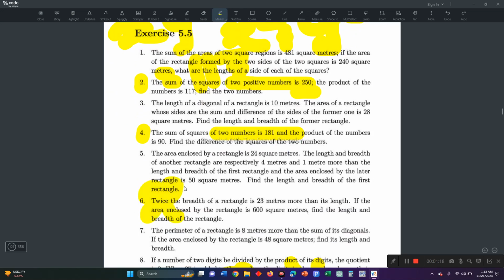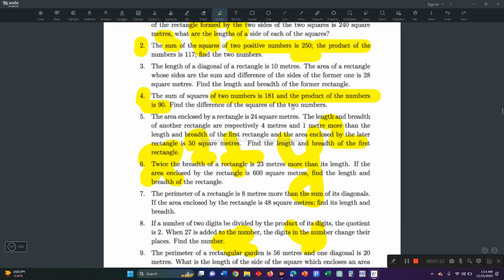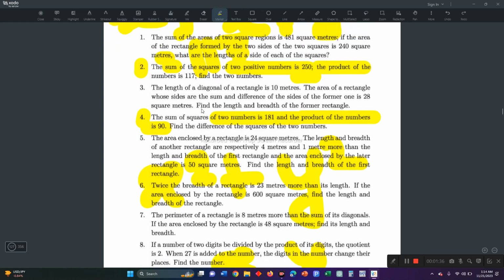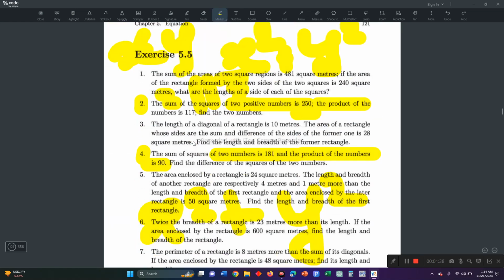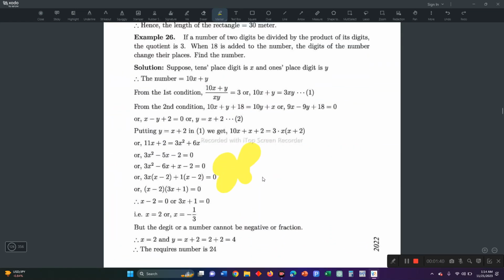Find the numbers. In question number 4, the sum of squares of two numbers: let the numbers be x and y, and the sum of their squares, x square plus y square, is equal to 181, and the product of the numbers is 90. Find the difference of the squares of the two numbers. So further we have to determine the value of x square minus y square. This is our final destination. Okay.